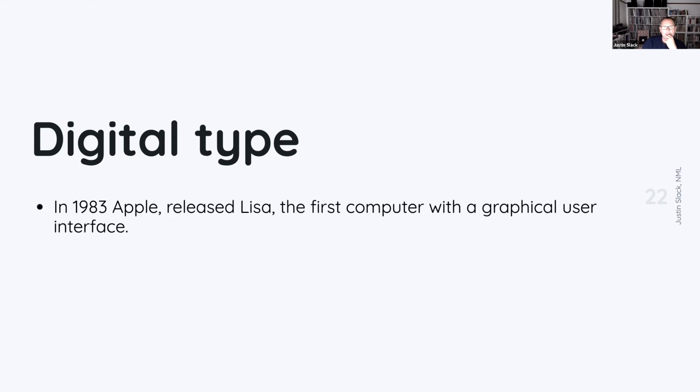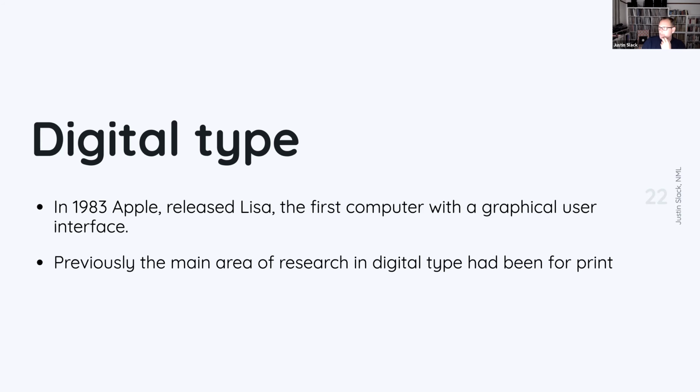And the first time digital type was available to the public at large was in 1983, when Apple released the Lisa computer, which was the first one with a graphical user interface designed for home use. So when we think about the history of typography going back millennia, and we think about digital type, we're talking about decades. So there hasn't been a long time that digital type has been with us. And prior to 1983 and the release of graphical user interfaces, there was research in digital type, but it had been very print-centric. Okay, so it had been around things like PostScript and rendering type on the screen for print rather than for viewing on a screen.